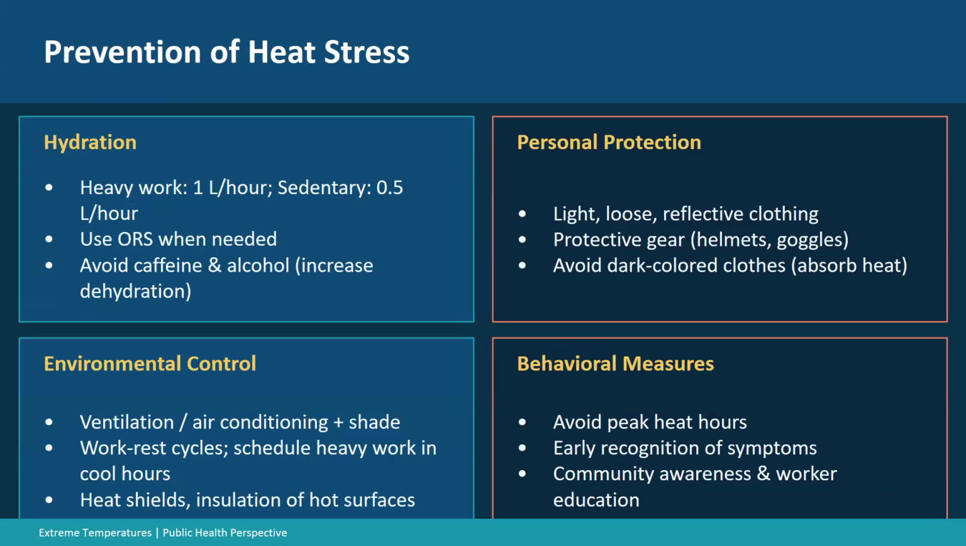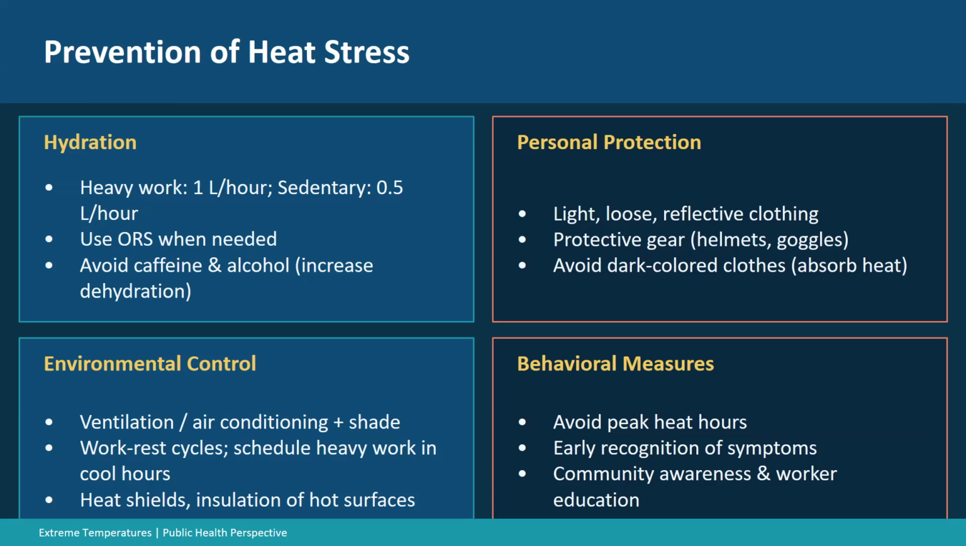The prevention of heat stress involves, first, hydration. We have to hydrate the person. If he is doing heavy work, then he should use 1 liter of water per hour. And if he is in a sedentary state, then he has to take 0.5 liter of water per hour. Use ORS when needed and avoid caffeine and alcohol because they increase dehydration.